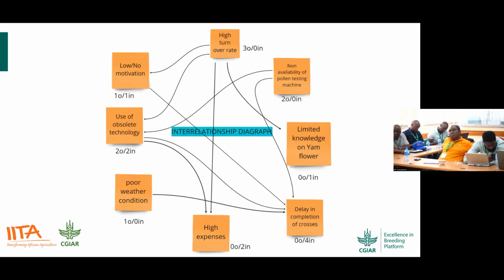So if we solve the one that is affecting most of these causes we found, we are thinking it will actually eliminate the problem that we initially identified, which is low pollination success. So from the interrelation diagram, you find that the high turnover rate is the one which was affecting most of these causes that we identified. And we thought, okay, as a group, let's work on the high turnover rate and see how this was going to help us solve the problem.